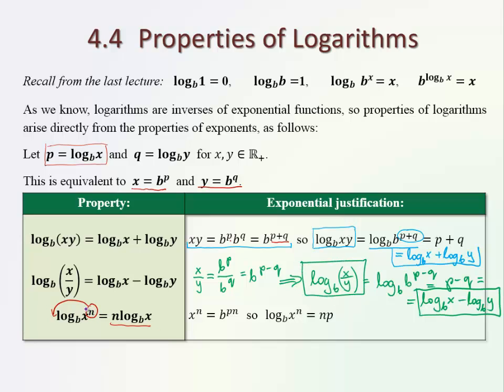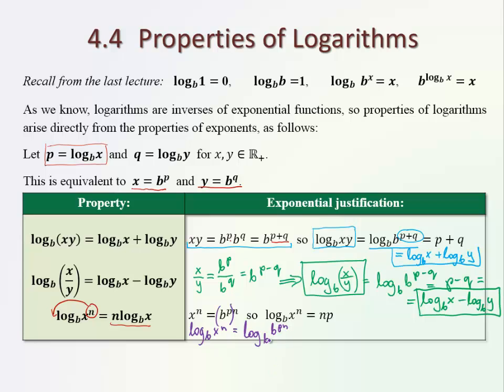Finally, to prove the last property, that we can actually take n out of the log, we start with x to the n as before, and instead of x we'll write b to the p, so your x is b to the p, and then it's raised to the n. Now if we apply log to both sides of the equation, we have log base b of x to the n equals log base b of b to the pn.